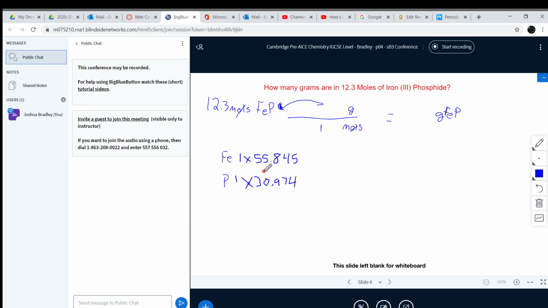Okay. And in this case, the formula is ridiculously easy, so we're going to have 55.845 times 30.974. Or, sorry, it should be plus. Sorry, I got a really large number there. Plus 30.974. Okay, so we should get a total of 86.819.